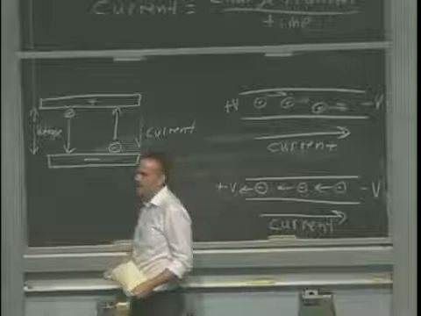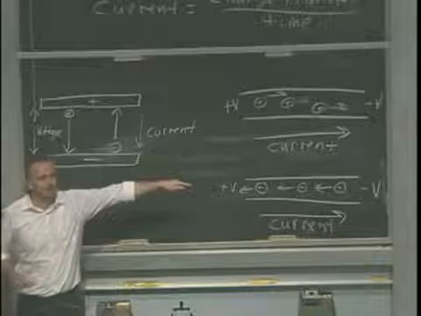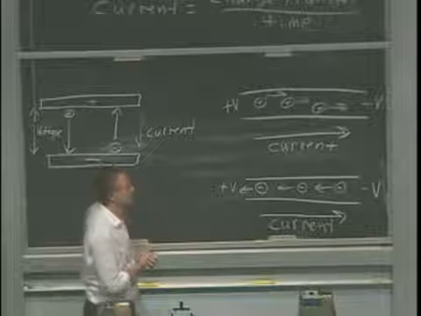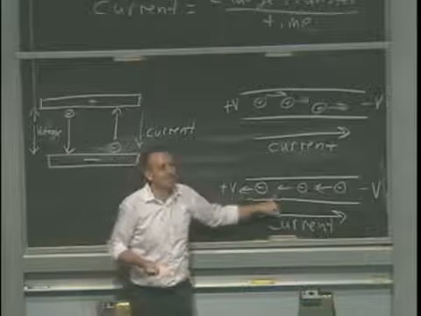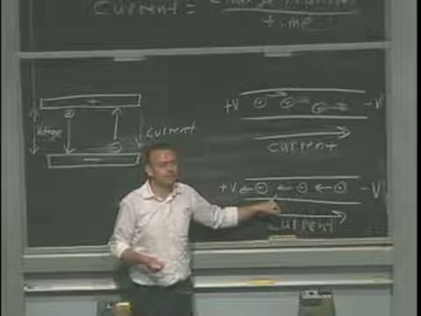Okay. Negative charges moving to the left is the same as positive charges moving to the right when you're talking about the current flow. Okay? So the direction that the current is defined as flowing is opposite the direction the electrons are actually moving.